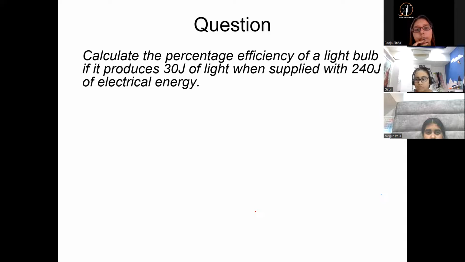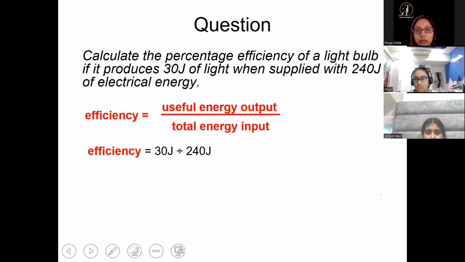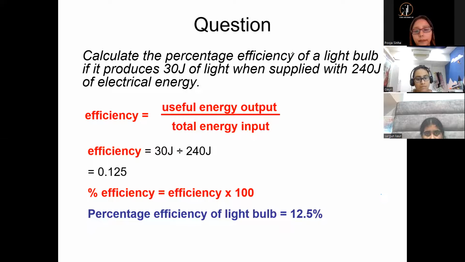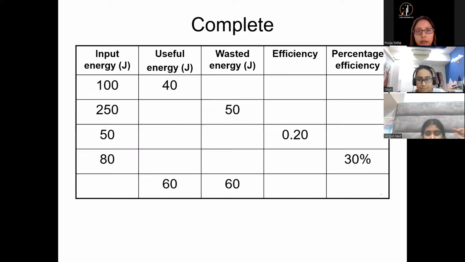Okay. Got both the answers. So here, the answer is 12.5%. I think both of you got the same answer, right? Yeah. Excellent. I think we have understood. Chalo.